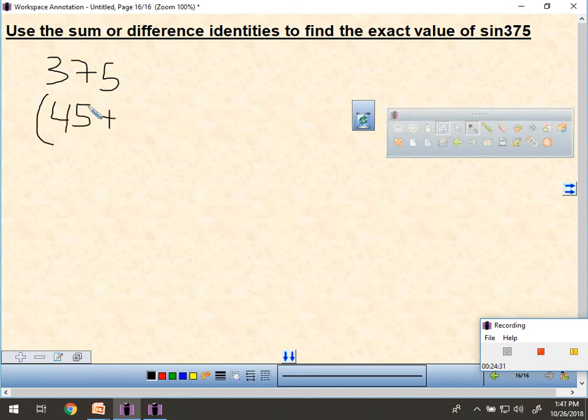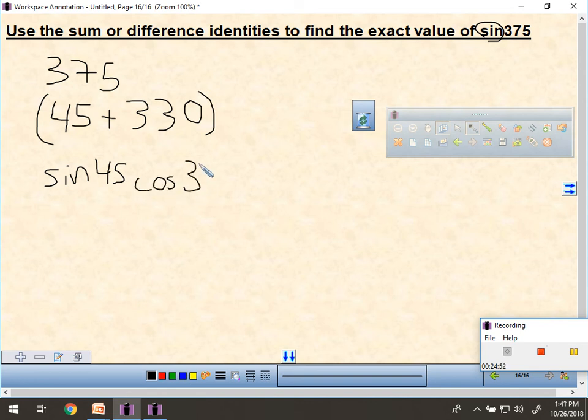And I want to add to get 375, so I'm going to use 330. So that's going to be my other angle right there. And this is for sine, so that would give me sine of 45 and then cosine of 330, and then plus cosine of 45 and then sine of 330. My pen had died, so I'm having to write this with the mouse.